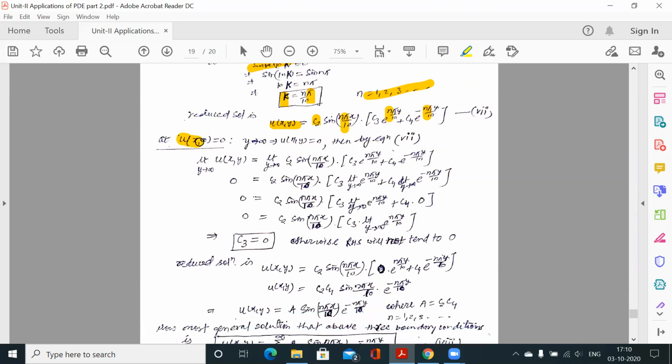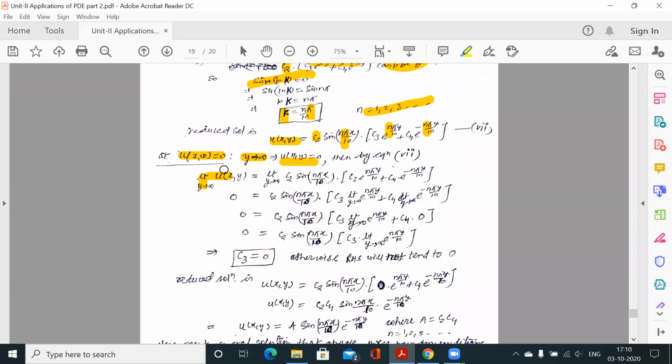Now the third condition: u(x, infinity) is 0. So at y tends to infinity, u(x, y) is 0. So we take the limit as y tends to infinity, because we cannot write y as infinity directly, otherwise everything would be infinite. So this is in limit form. The limit as y tends to infinity of u(x, y) is equal to the limit as y tends to infinity of this.